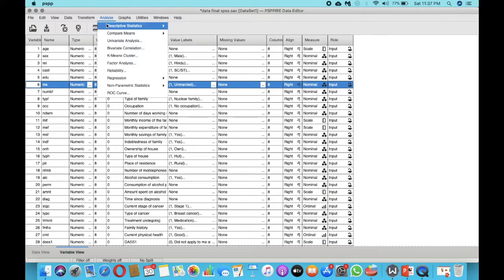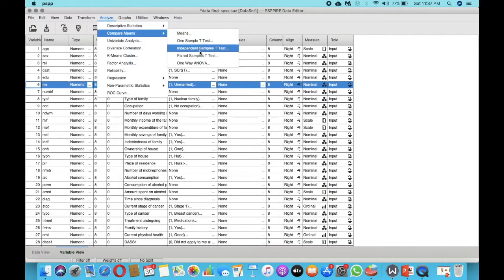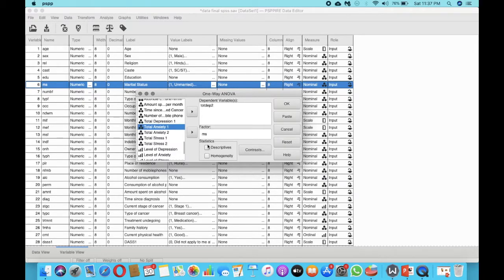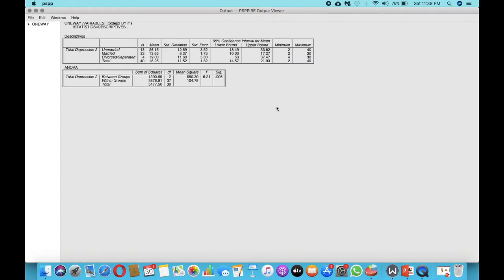Go to Analyze, Compare Means, One-way ANOVA. In the factor column, we put in marital status, and in the dependent variable column, we put the total depression score, which we have already calculated. It's there, and then we click on Descriptives. Then you click OK, and that's it.